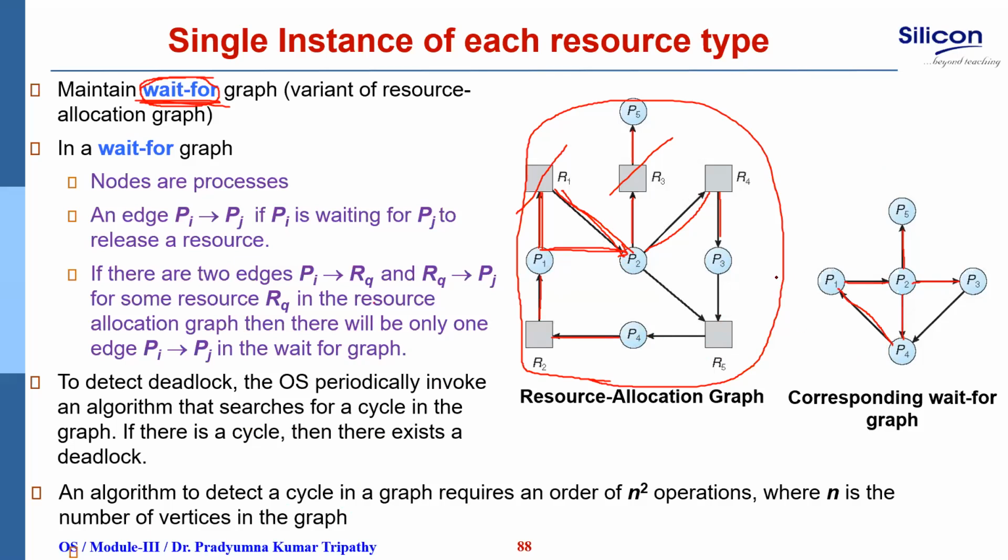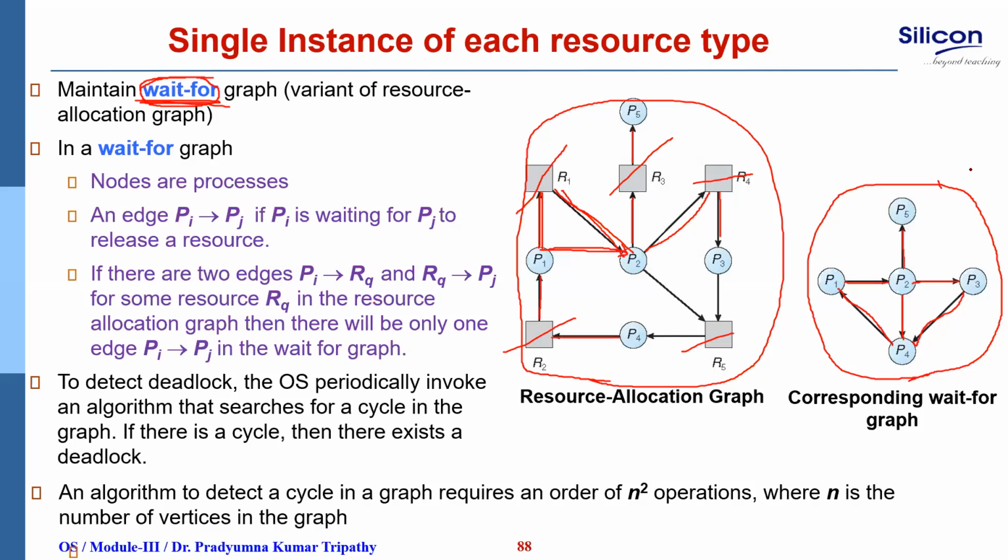Correct? P3 to R5, R5 to P4, so I can have an edge from P3 to P4. We have drawn all these edges, removing all the resources. Now these resources are not required. So this is your wait for graph. The wait for graph doesn't contain any resources as vertices. So I'll get this one.